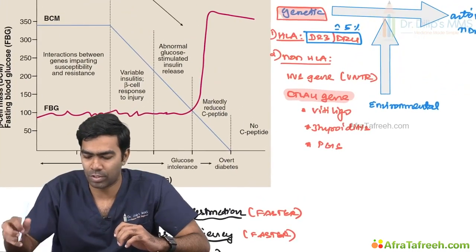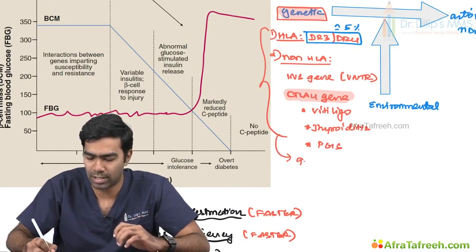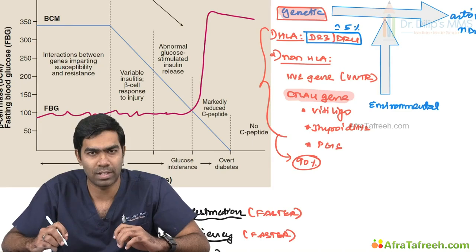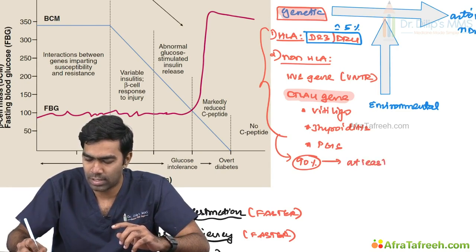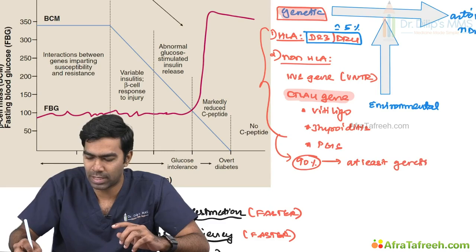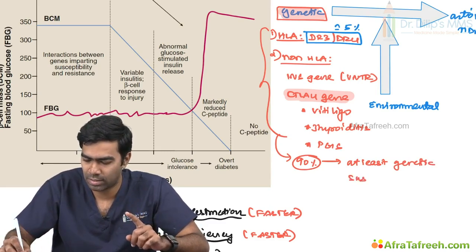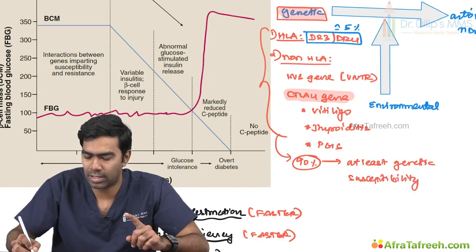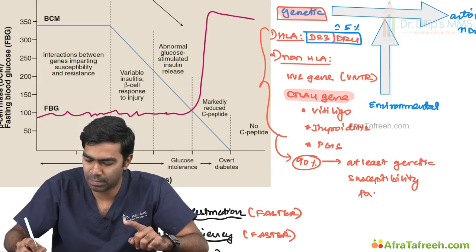But anyways, fine. So we know the genetic risk factors, and you also have to understand one more stat, that almost 90% of type 1 diabetes patients will have at least one genetic susceptibility factor present in them. At least one genetic risk factor will be present in at least 90% of the type 1 diabetes mellitus individuals.